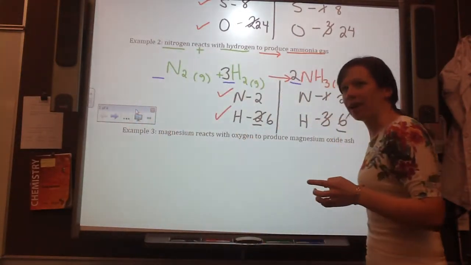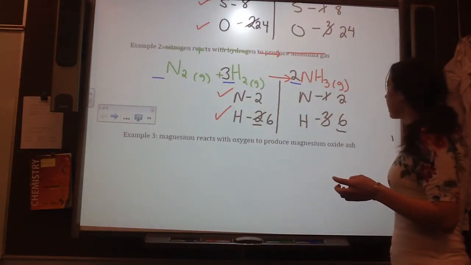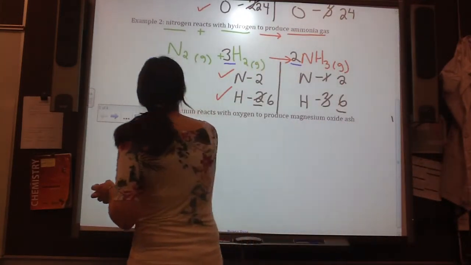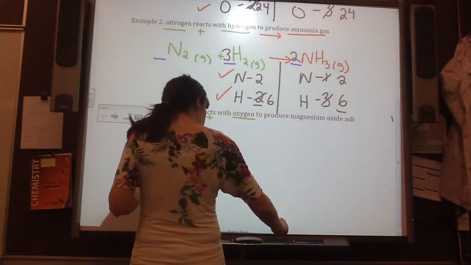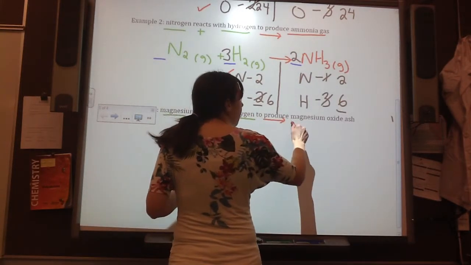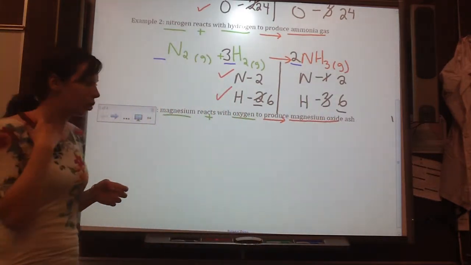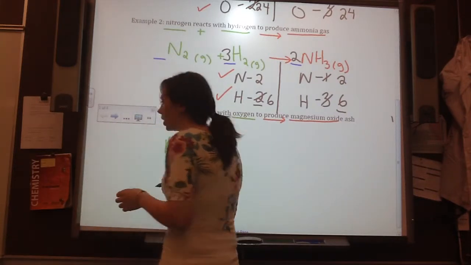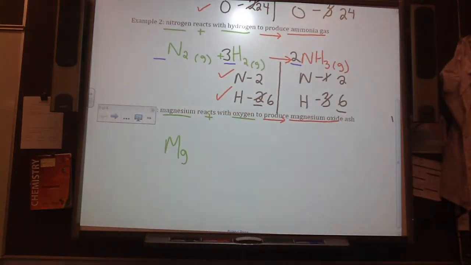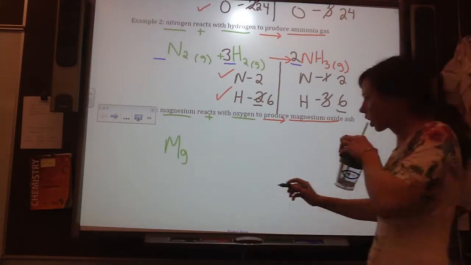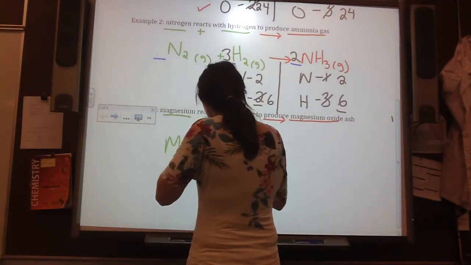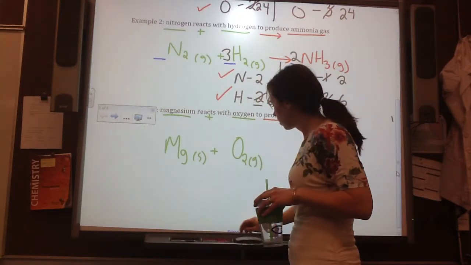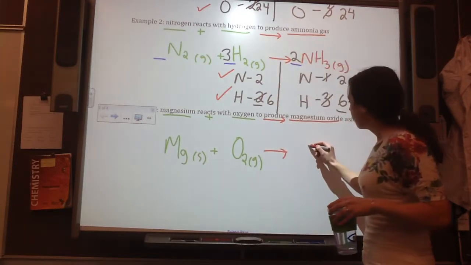This is one we've already kind of done. Magnesium reacts with oxygen to produce magnesium oxide ash. Magnesium is just Mg. At room temperature, what state is it? Solid. It reacts with oxygen, O2 gas, to produce magnesium oxide.